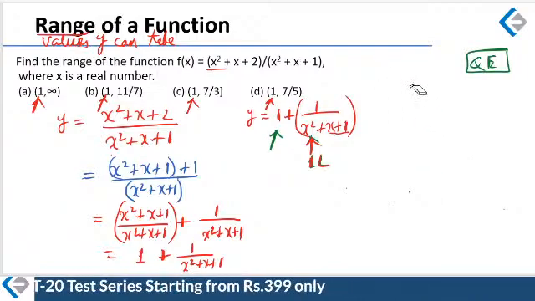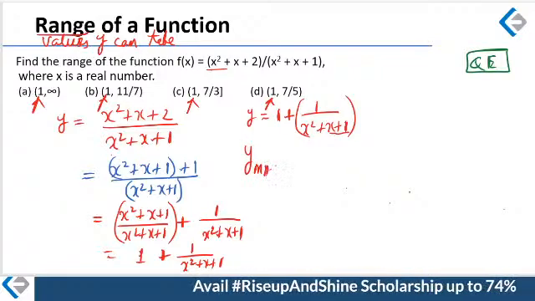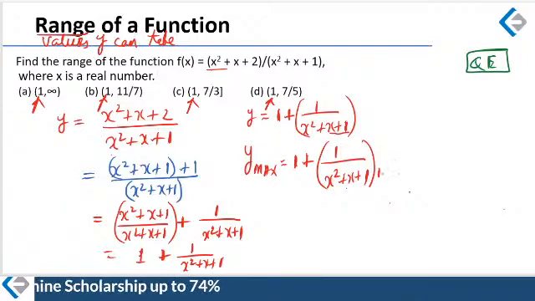Already you know the denominator part. All right, if I want the maximum value of y, listen carefully. If I want the maximum value of y plus, I want 1 divided by x square plus x plus 1 to be minima. I want this entire bracket to be maximum.